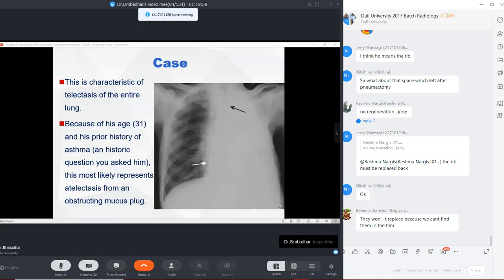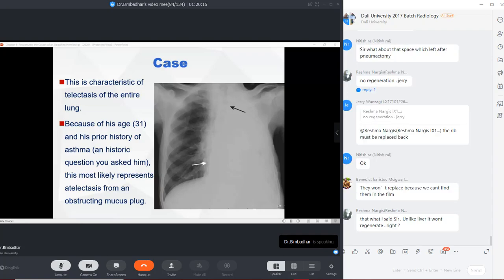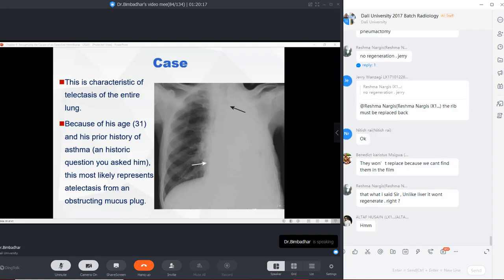We can't find them in the film because they have not been replaced. And replacement is not necessary when there is no lung, no respiration. Ribs play a part with the internal intercostals and external intercostals, right?